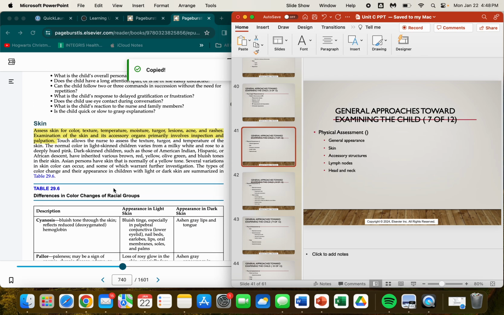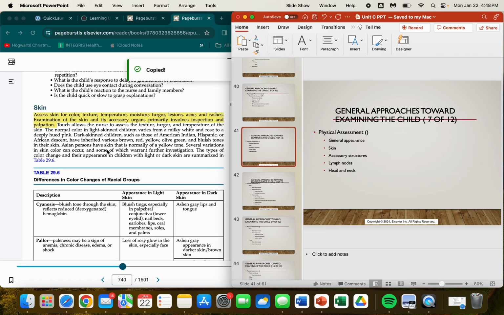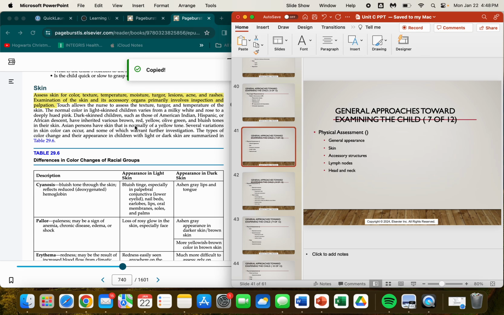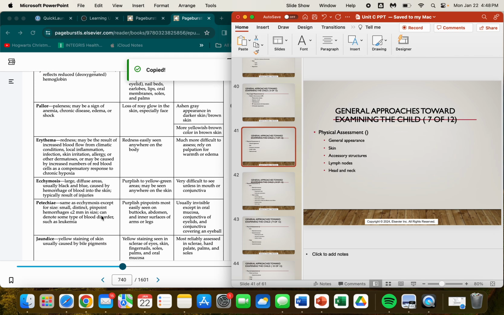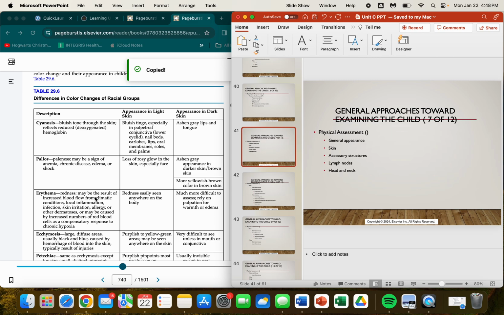Skin wise, we want to note all of those things we talked about: color, texture, temperature, turgor. Are there lesions? Are there rashes? Obviously, those are very applicable and similar to an adult. This gives you some differences in what that might look like depending on the color of their skin, light skin versus dark skin.